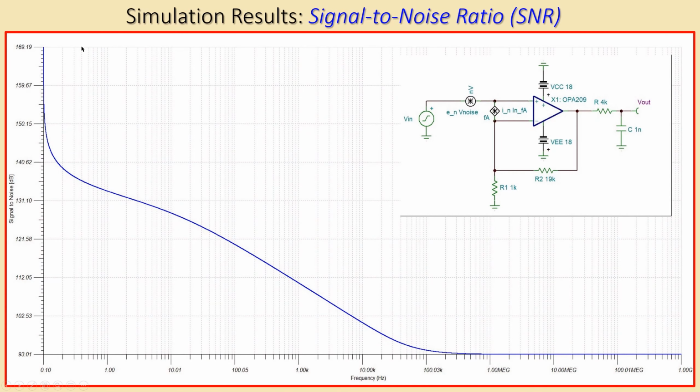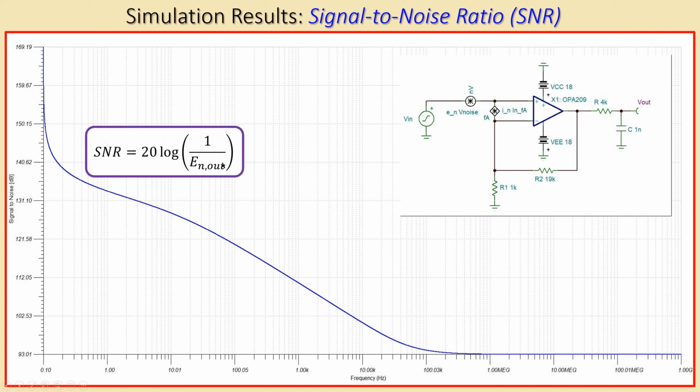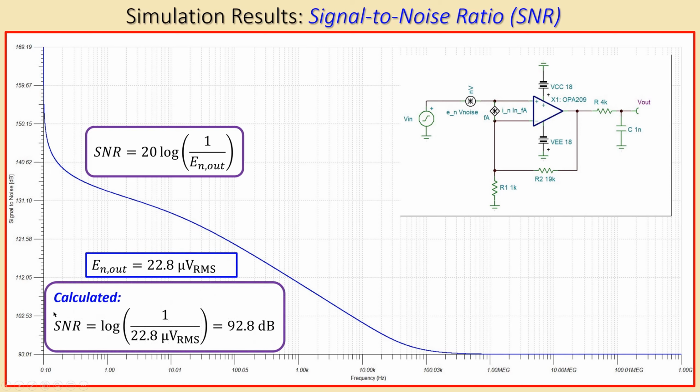And the final one is the signal to noise ratio, the SNR. Again, we can see it starts very large for the low frequencies and then drops very rapidly and then has some constant slope in the log scale, and then it approaches a constant value for higher frequencies. So our calculation of the SNR was given by this formula, and we have used, of course, our output referred RMS noise voltage, and then have calculated using that value, and it was 92.8 dBs.